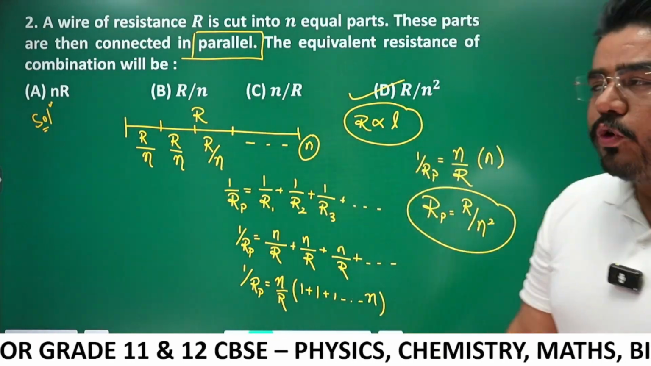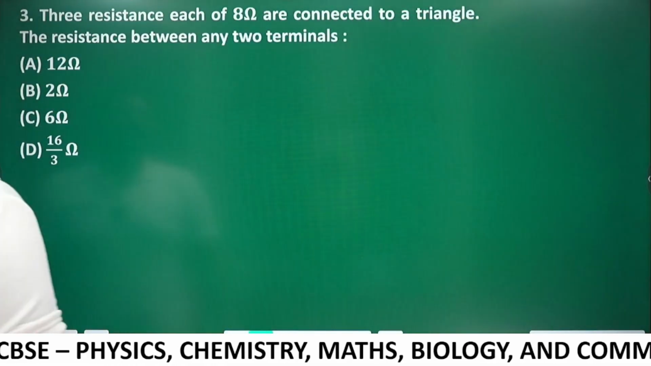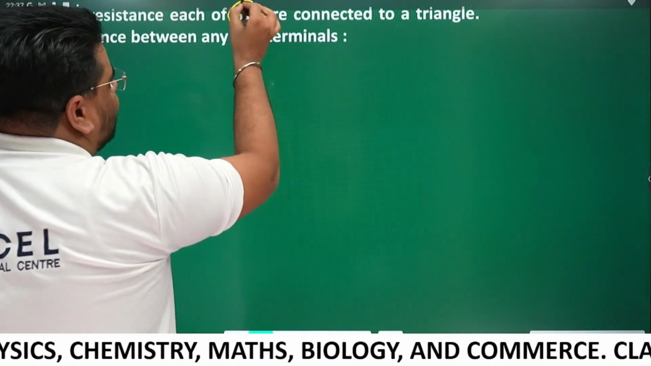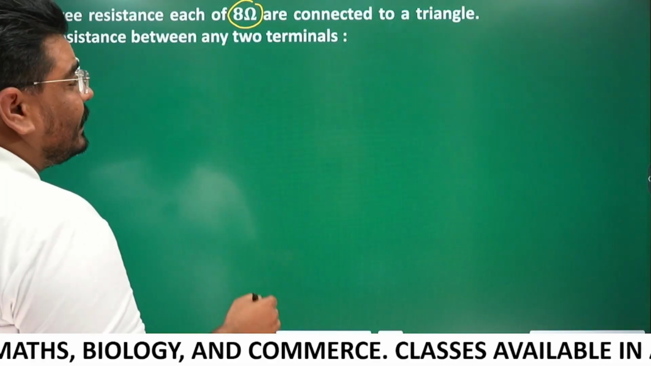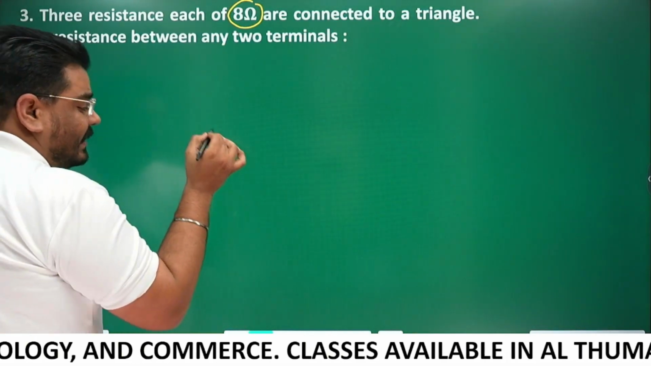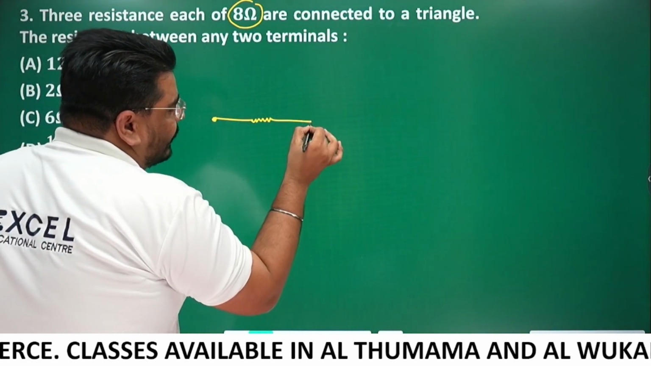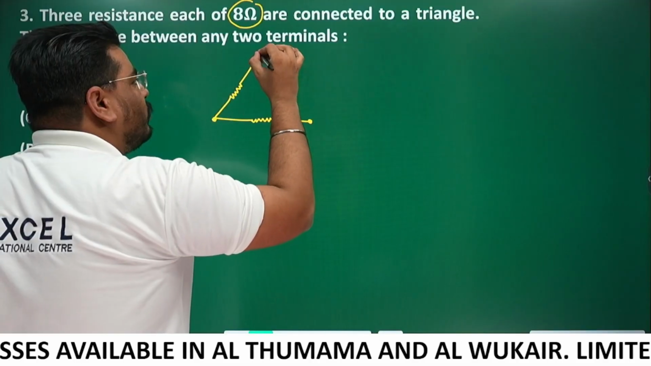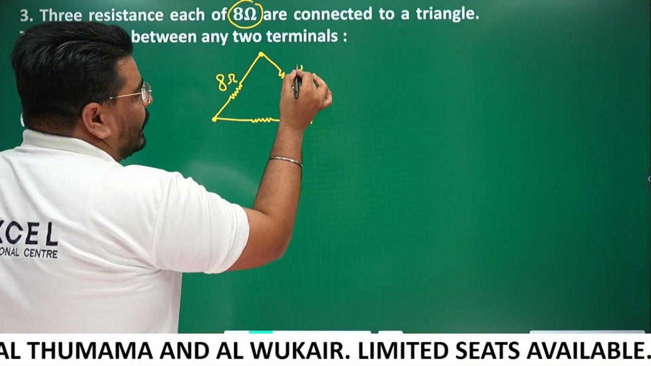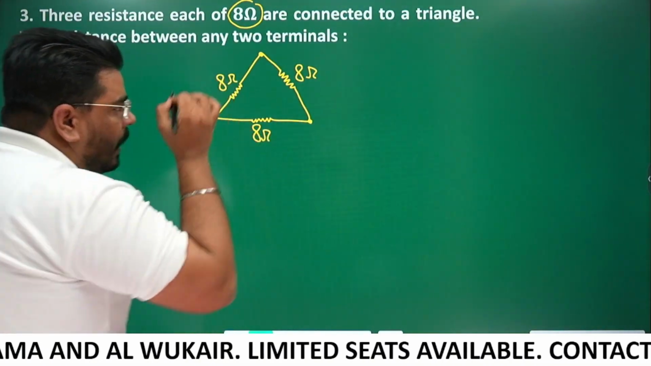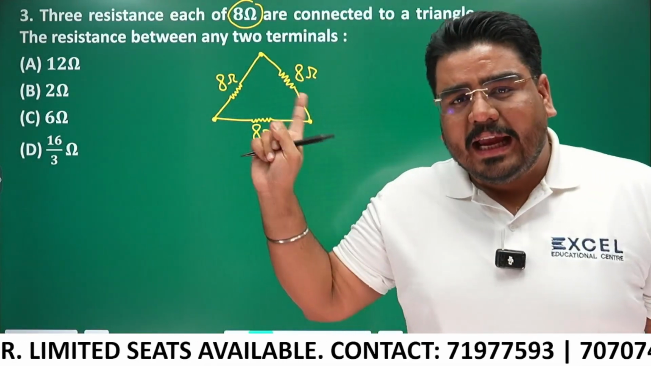Moving on to the third question of the series. We have three resistances, each of 8 ohm. Please mark it out, whatever the information is, are connected to a triangle. The resistance between the two terminals. So, sir, triangle is there, sir. If I say that a triangle I try to make with three resistors which are 8 ohm each, something like this is what I will get finally. I say yes or no. We will get 8, 8, 8, 3 sides each carrying 8 ohm.